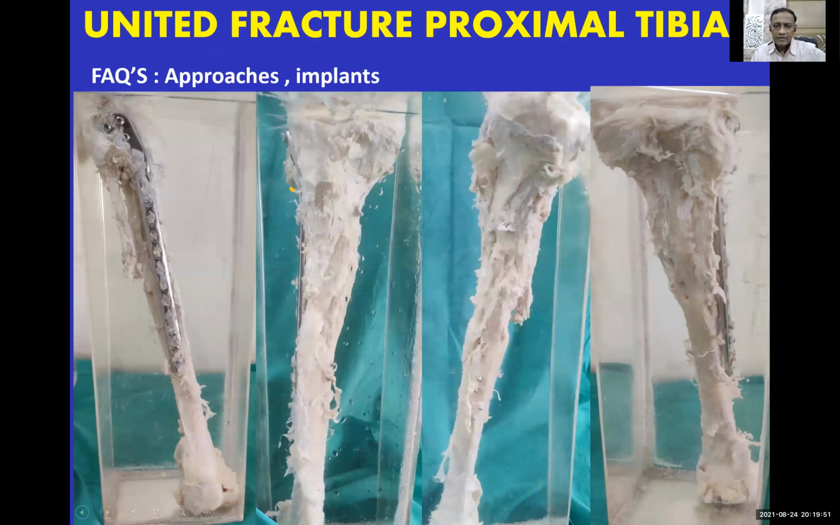This is a patient who had a fracture of the proximal tibia. The fracture is united in anatomical position, fixed with a plate. So here the questions likely to be asked are: what are the approaches to the proximal tibia? What are the different types of implants used for the fixation?